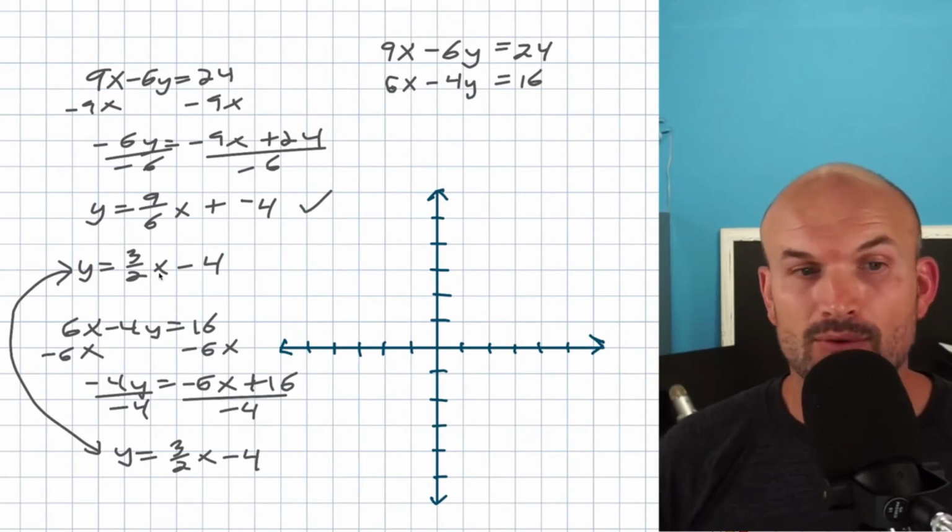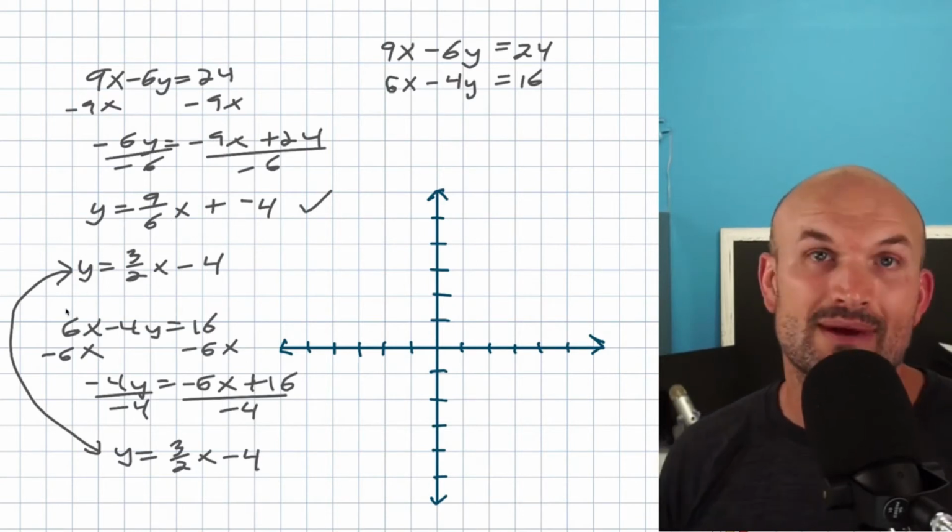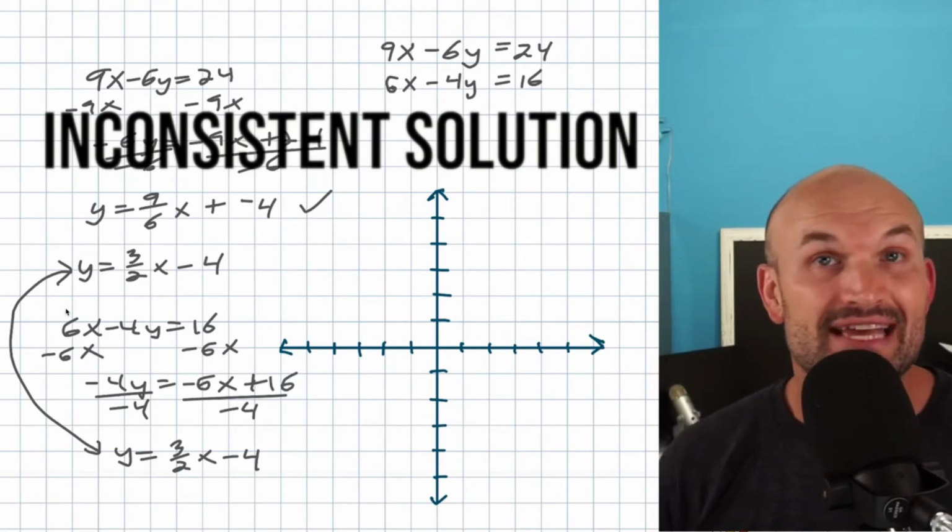Now, it's really important to remember whenever we have a system that's the exact same equation, what we have is what we call a consistent dependent system, meaning we have infinitely many solutions.